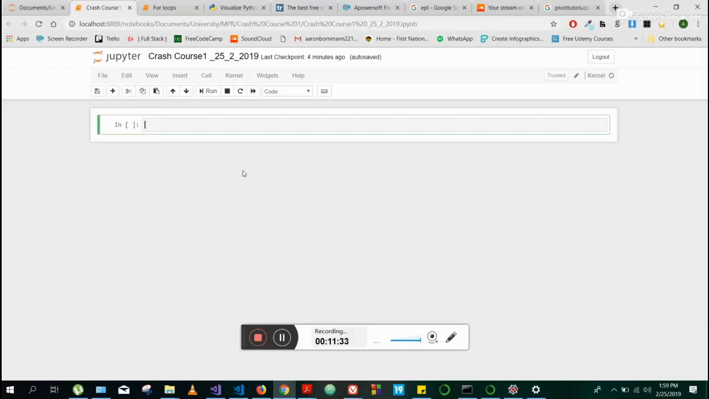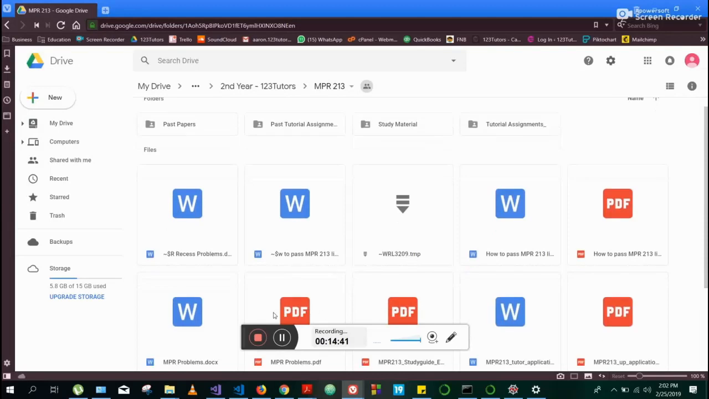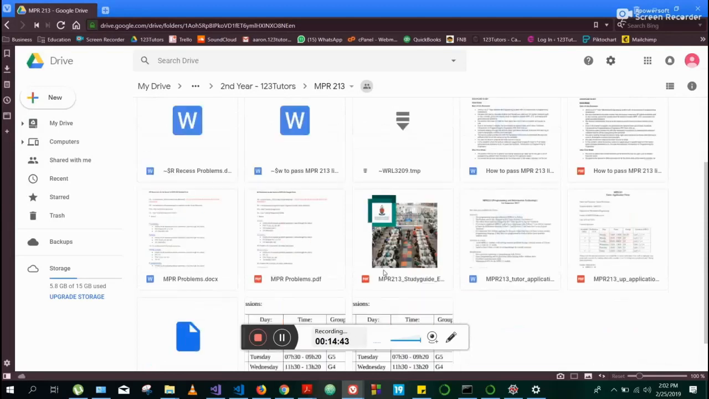It's very practical. But what's nice is that I've compiled a document with a lot of problems for you to do. I've opened it. So let me just see if I can close this. I don't think I can close it.